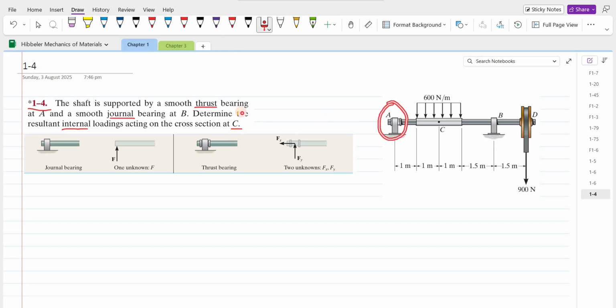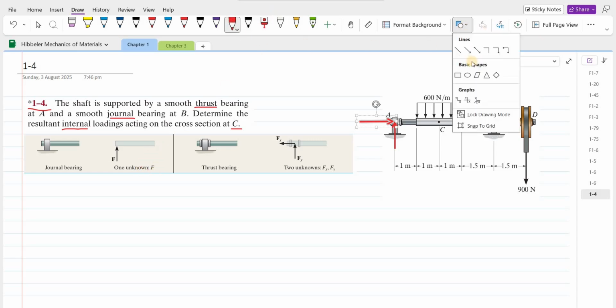At point A, we have a thrust bearing, and for the thrust bearing we have two support reactions. So we have a support reaction perpendicular to the axis of the shaft and also along the longitudinal axis of the shaft. At point B, we have a smooth journal bearing. So for the journal bearing, we only have a single support reaction perpendicular to the axis of the shaft.